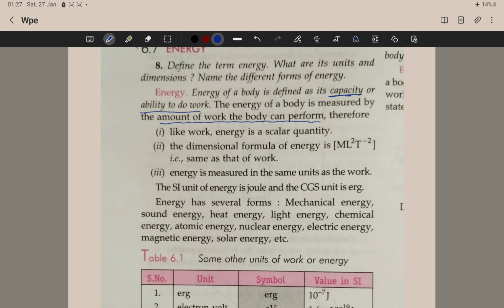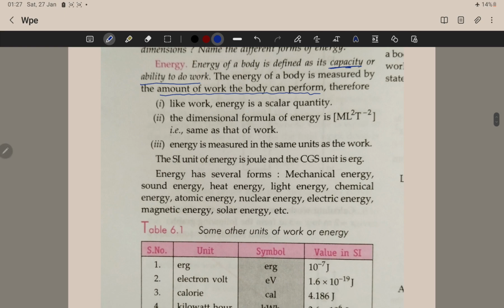Okay. So if a body has more energy, it can do more work. If a body has less energy, it can do less work. So if we want to compare who does more work and who does less work, we can compare by energy. The one which has more energy has more capacity to do work.